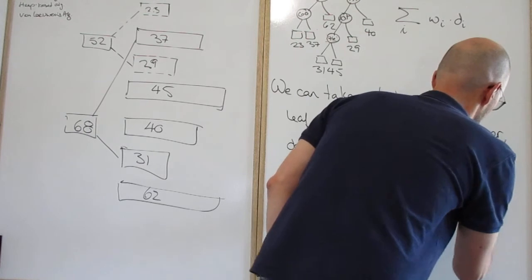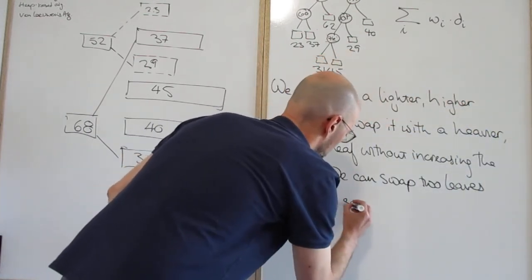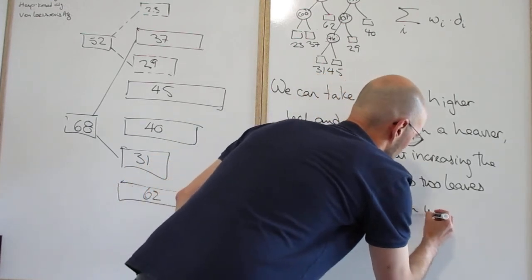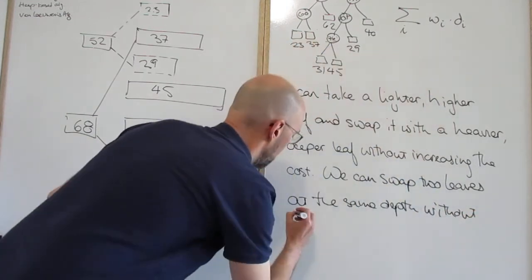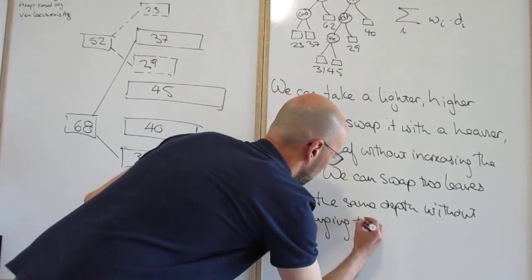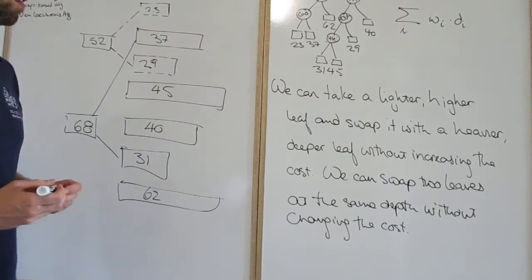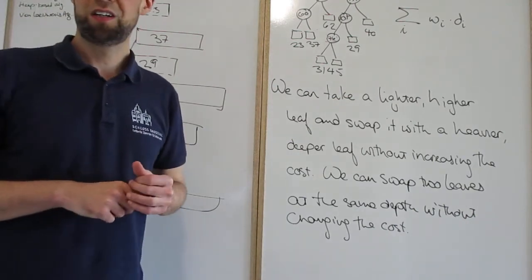We can swap two leaves at the same depth without changing the cost. Okay, so why does this get Alan off the hook?